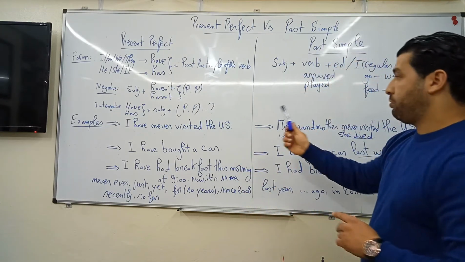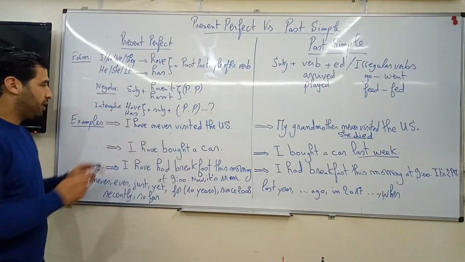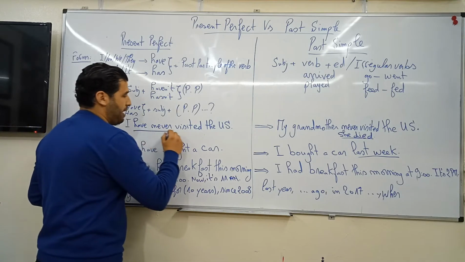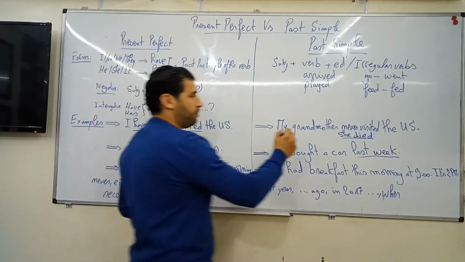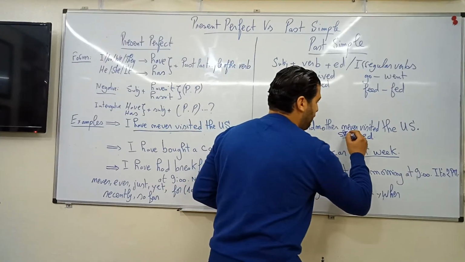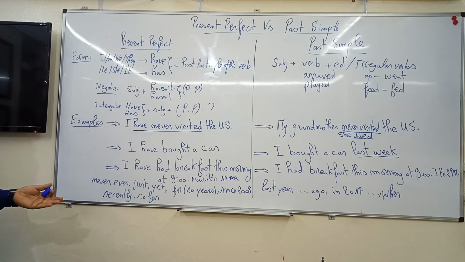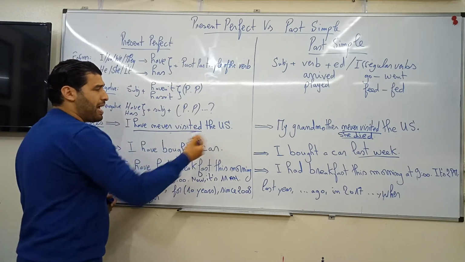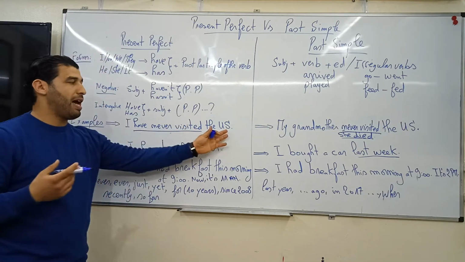Let's first have a look at the first example. I have never visited the US. There, in simple past, we have: my grandmother never visited the US. What's the difference? So, I have never visited the US. It's me who's talking to you now.